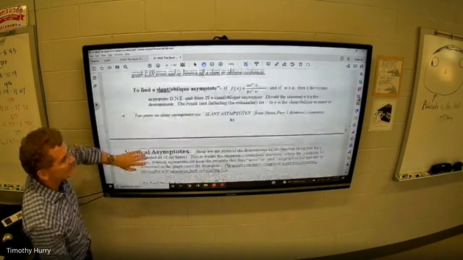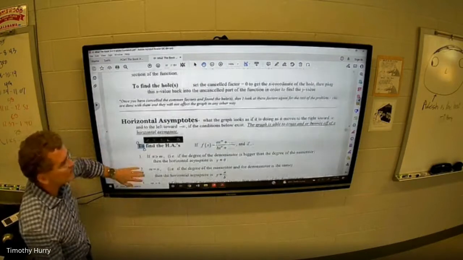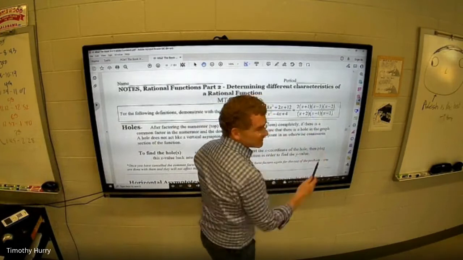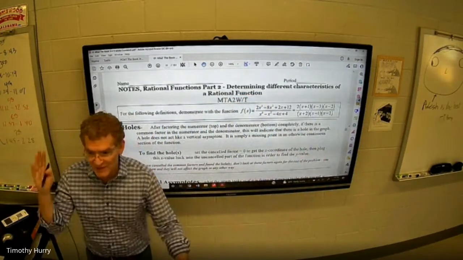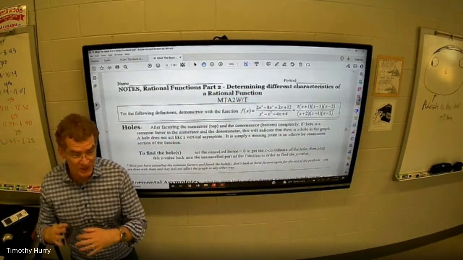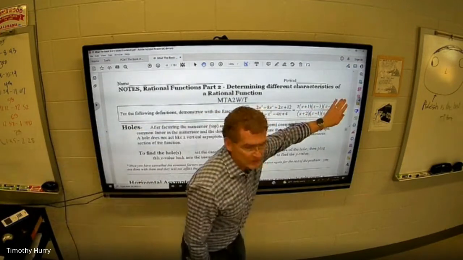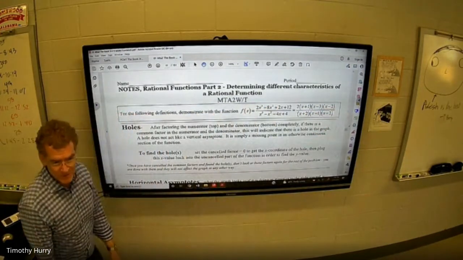But look what happens. If I didn't cancel out that hole first, I would be tempted to think VA, VA, VA. And if I put 3 VAs in there when there's only supposed to be 2, that's going to confuse me when I start trying to sketch this thing. That's why I always deal with holes first. Are you with me on that?